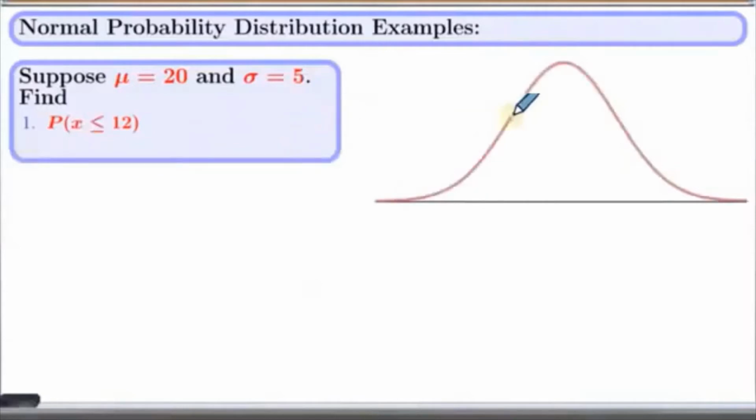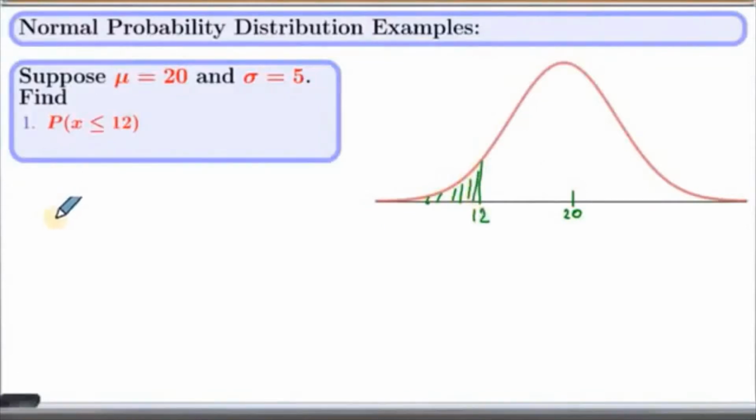So let's draw a diagram for the given scenario. Our mean is in middle, which is 20. And we are given this value here. Okay, this value here, and we are supposed to find this area, this shaded area.